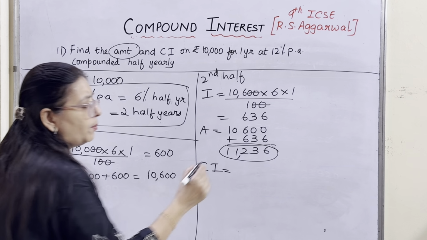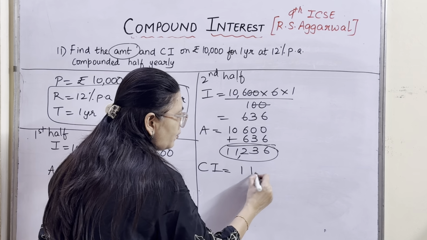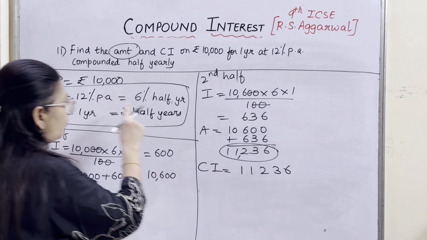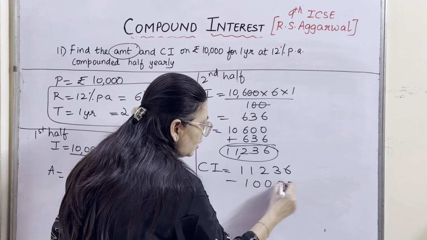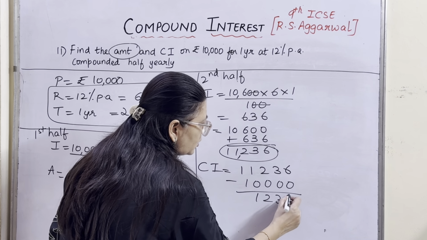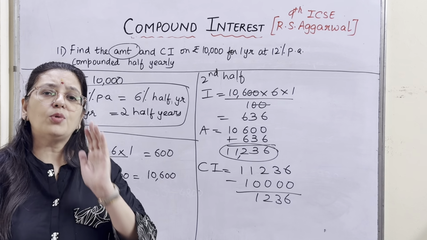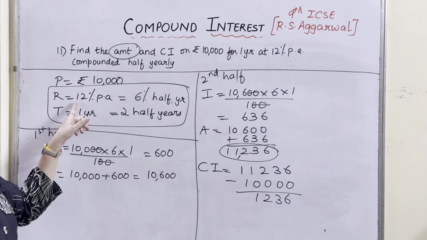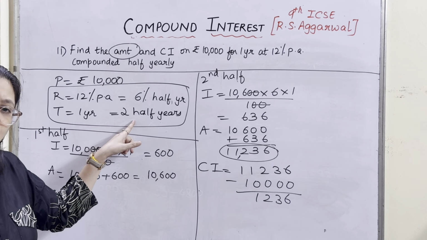How did I tell you? Compound interest is amount minus principal. So amount is 11,236, and what was the initial principal? It was 10,000 rupees. So the compound interest is 1,236. Whenever you are finding half yearly, you will divide the rate, and in 1 year there are 2 half years. I hope it's clear.